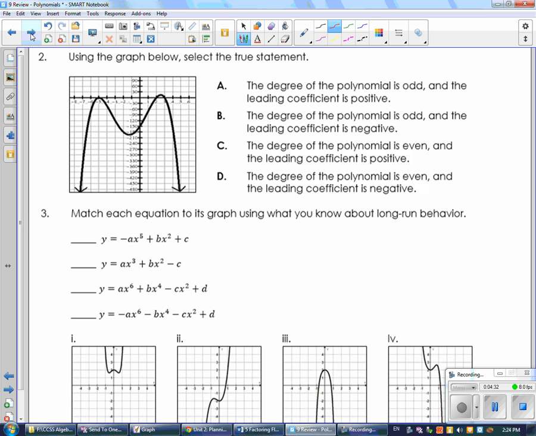So here we are in number 2, looking at the graph of a polynomial. Notice that both ends are pointing in the same direction. Since they're both pointing in the same direction, that tells me that I'm dealing with an even degree polynomial. And since they're pointing down, that tells me that my leading term is negative. And so if I look at my options, I know I can cross out anything that deals with an odd exponent. And since I know that the leading term must be negative, that corresponds to letter D.